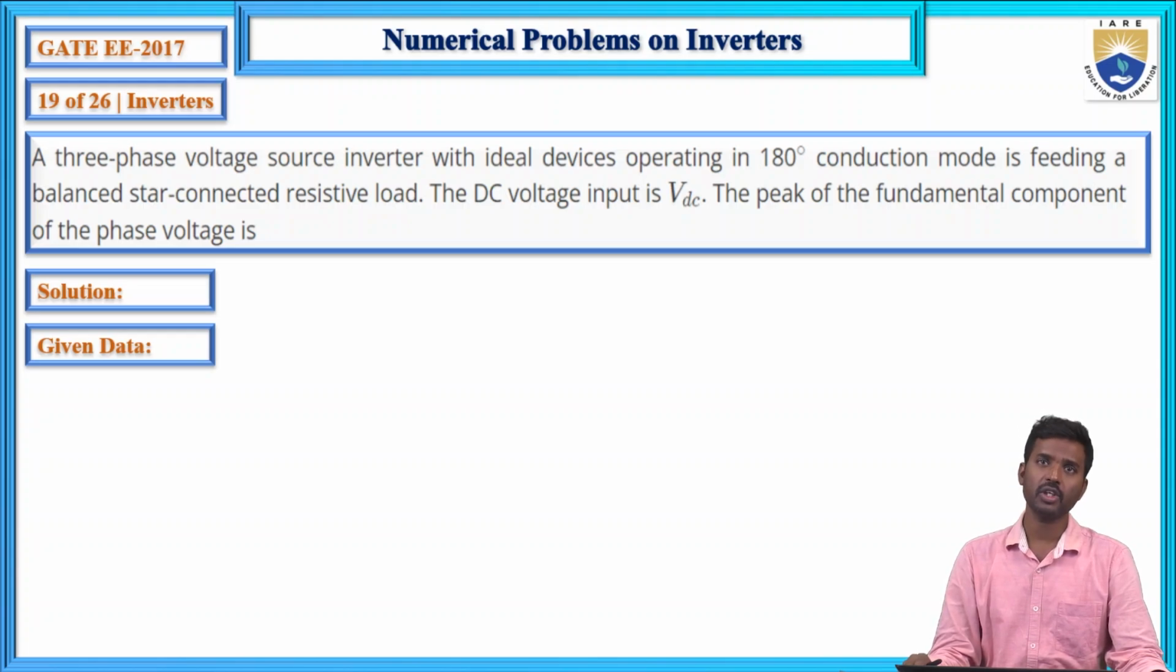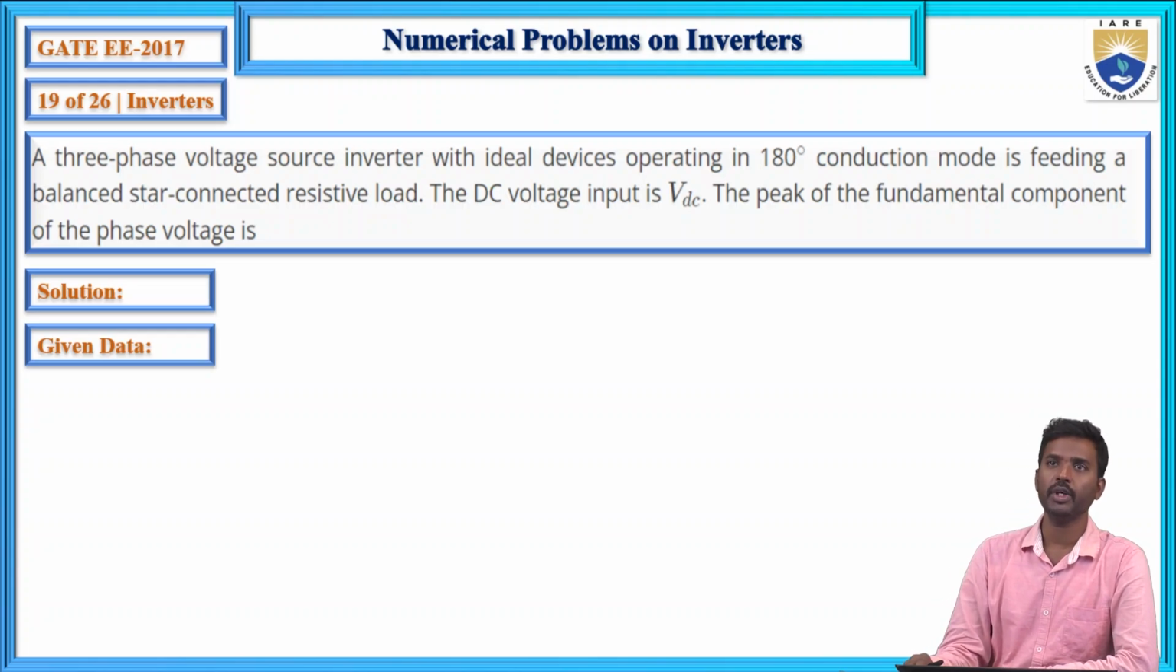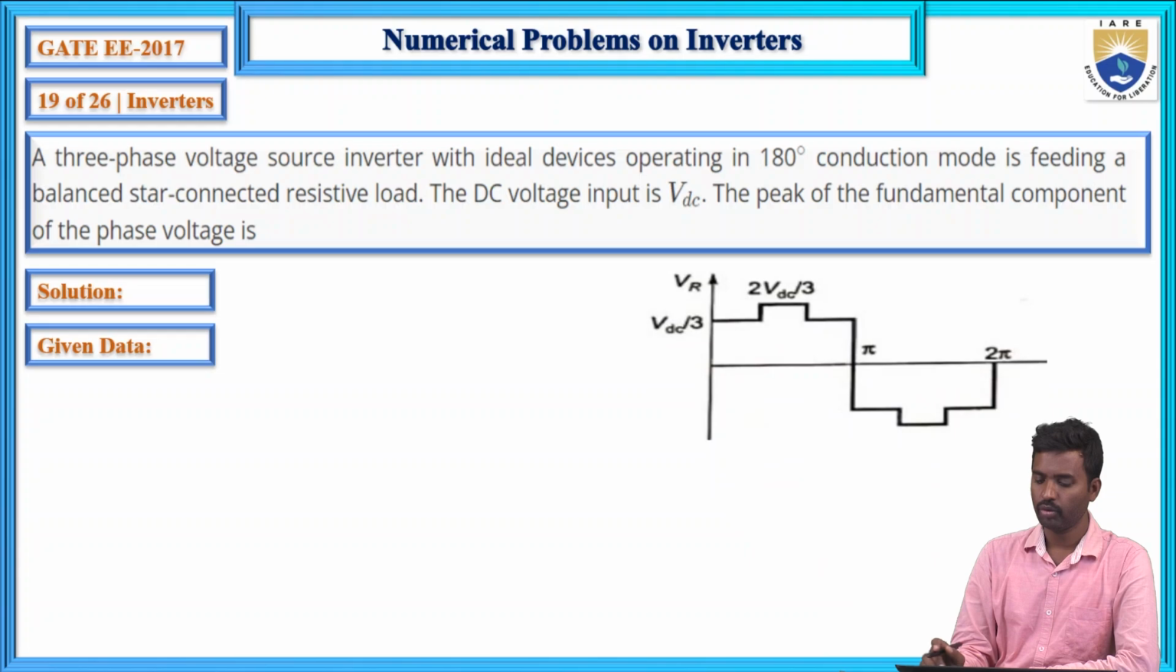And next question. A 3-phase voltage source inverter with ideal devices operating in 180 degrees conduction mode is feeding a balanced star connected resistive load. The DC voltage source is VDC, and we want the peak fundamental component of voltage. So this is 180 degrees conduction mode.